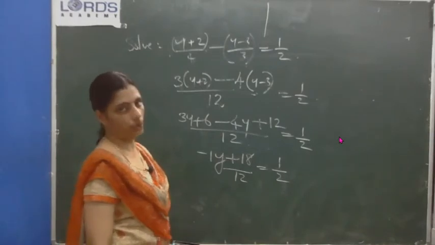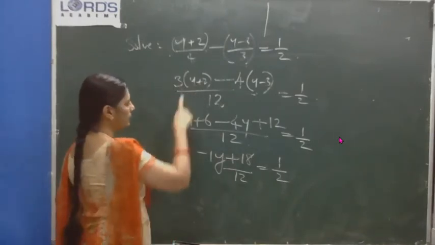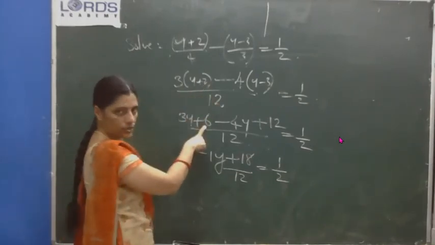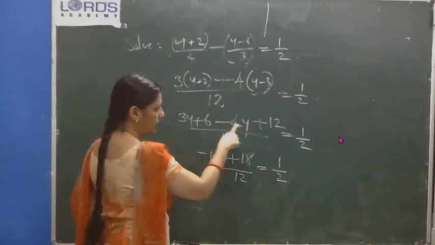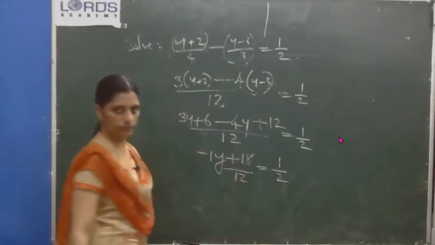Net is too slow. Okay. No problem. 3 into y, 3y. 3 into 2, 6. Negative 4 into y, negative 4y. Negative 4 into negative 3, positive 12.